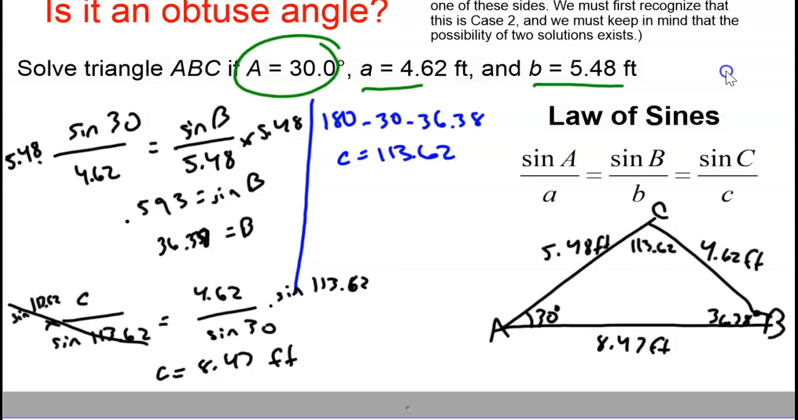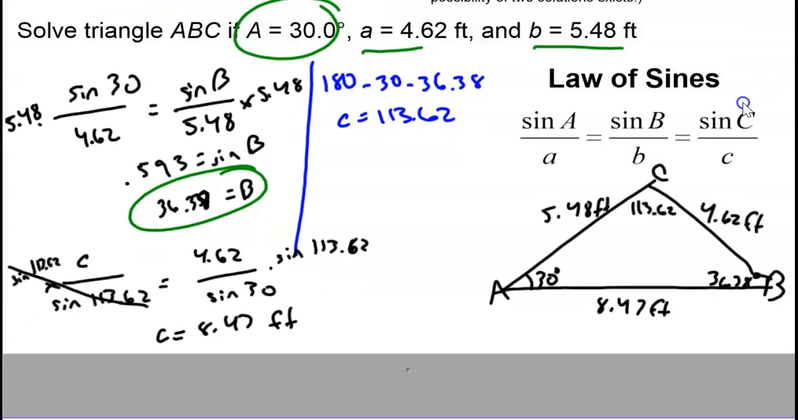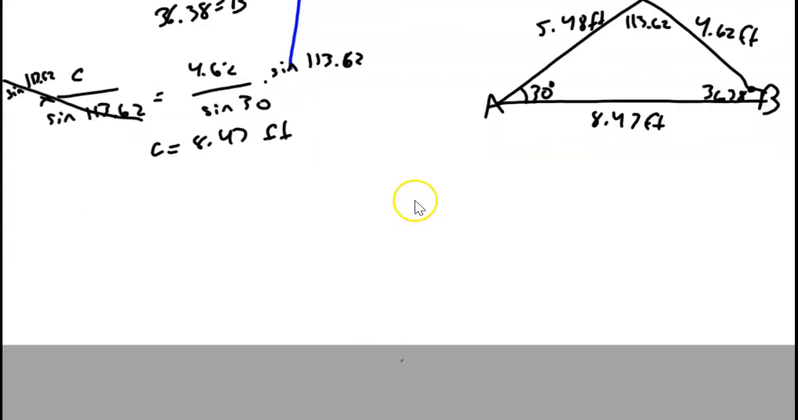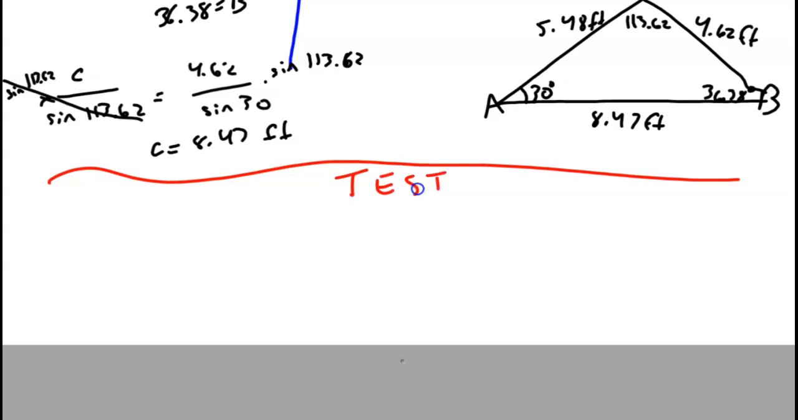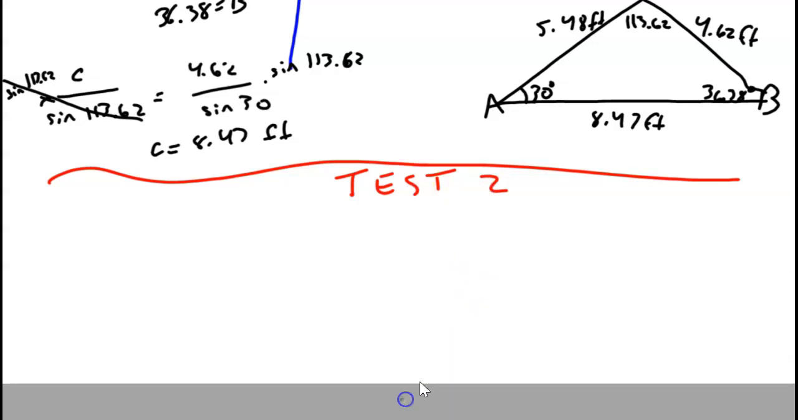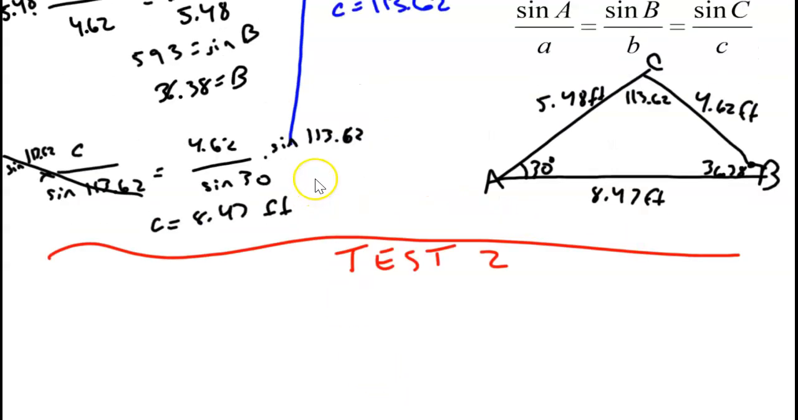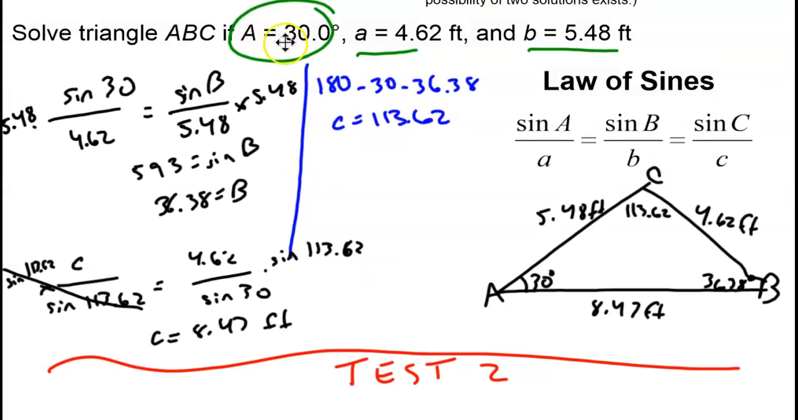So let's go back to our sine B that we were given up here, and the angle that we were given from sine B. There's some space here, so we're going to go ahead and call this test 2. We want to see if there is a triangle with a different angle in here. The way we do that is we go back and look at the angle that we started with. Remember, we were given angle 30 degrees, and we came up with angle B, which was 36.38 degrees.